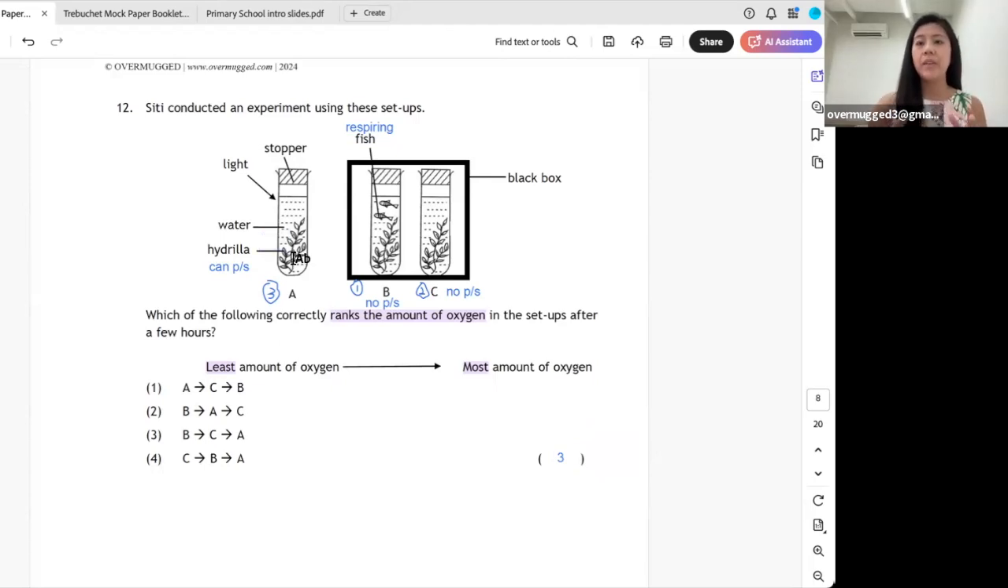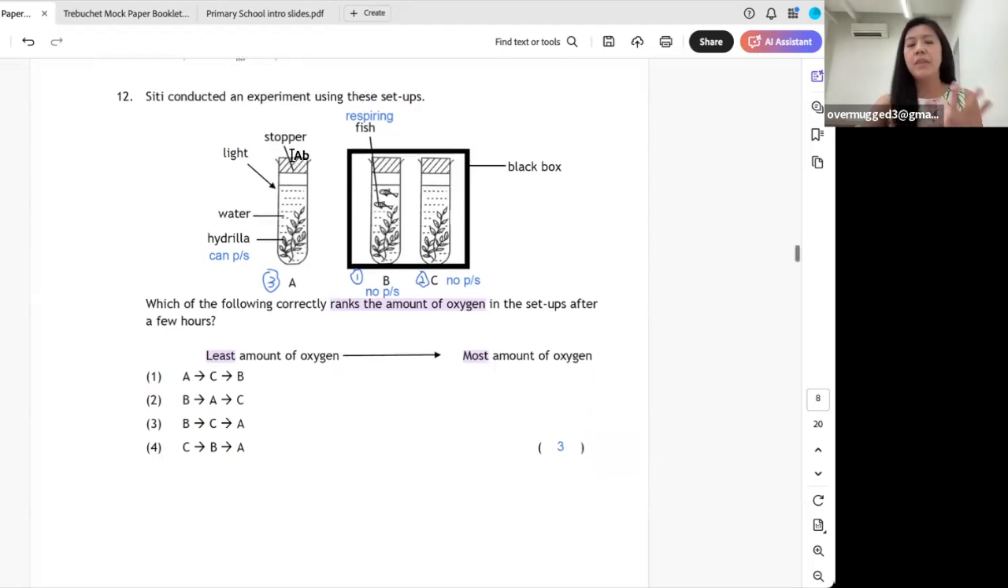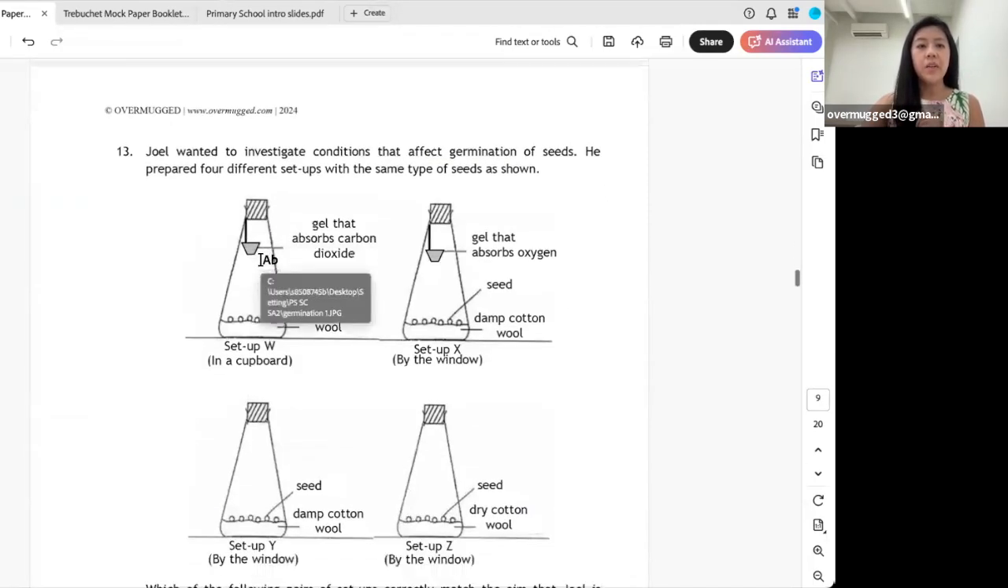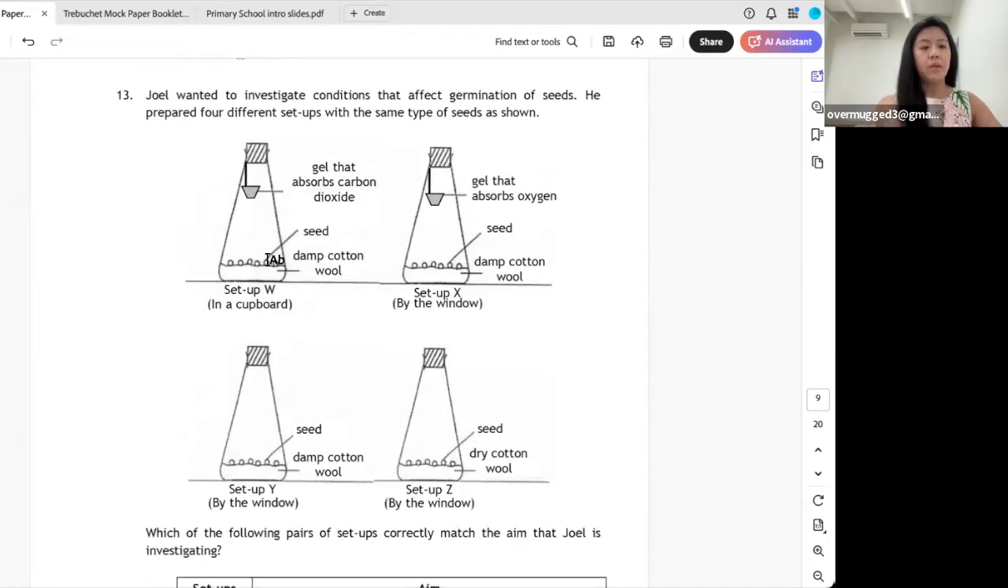One thing to take note of is plants in light. The processes that are happening are not just photosynthesis. It's both photosynthesis and respiration. But the rate of photosynthesis is higher than the rate of respiration. That's why the amount of oxygen produced will be more than the amount of oxygen taken in. It doesn't mean that in light the plant stops respiring. Okay, so let's move on to the next one.